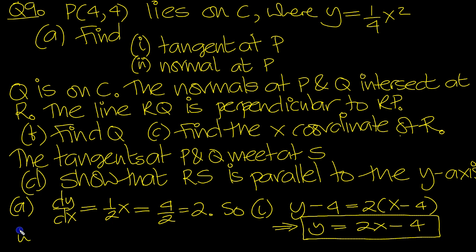Part 2, the normal. If the tangent gradient is 2, the normal gradient is minus a half. So do the same thing again for the normal, y minus 4, but this time the gradient of the normal is minus a half, isn't it? Because the product of these two gradients must be minus 1, because they're perpendicular. x minus the 4 again. And what does that give?